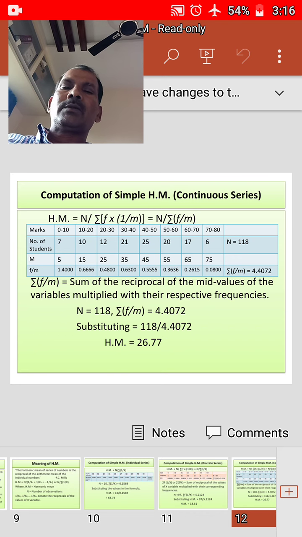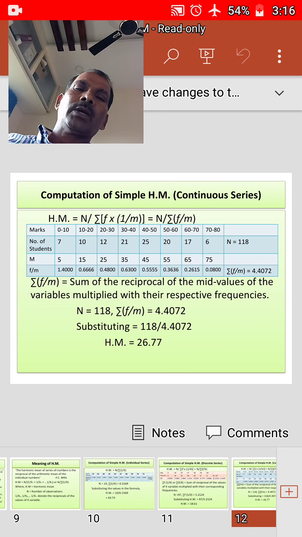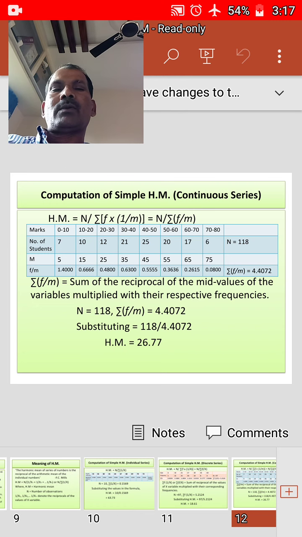Fourth is 30 plus 40, 70 by 2, is equal to 35. Fifth, 40 plus 50 is 90, by 2 is 45. 50 plus 60, 110 by 2 is 55. 60 plus 70, 130 by 2 is 65. 70 plus 80, that is 150 by 2 is 75. In this manner we get the mid values. Then we need to find f by m.